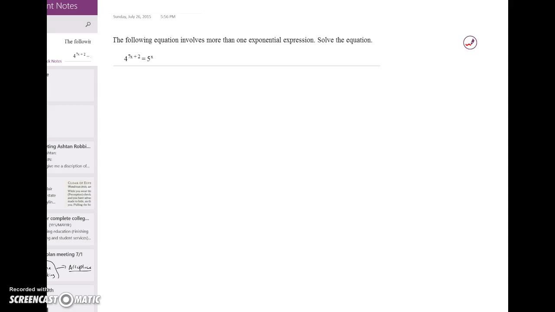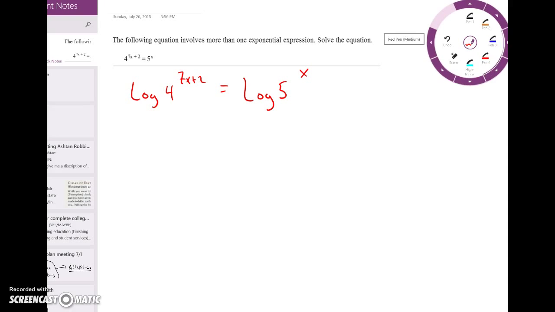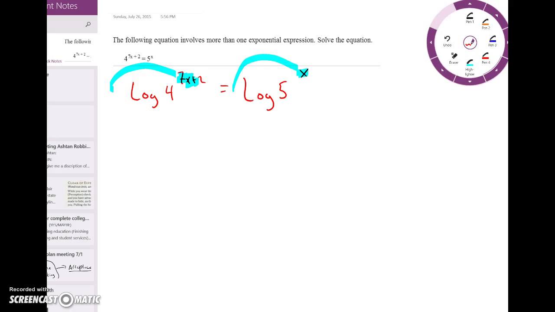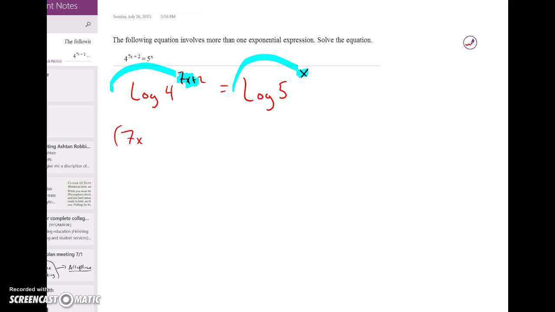So what we want to do is go ahead and take the log of both sides. We're going to start by taking the log of 4 to the 7x plus 2 equals log of 5 to the x. And then what we can do here is take what's up in the exponent, and we know we can bring that down front. So after that, we can bring that 7x plus 2 down front. We have this log of 4 equals x log of 5, right? So what happens is those exponents came down in front.